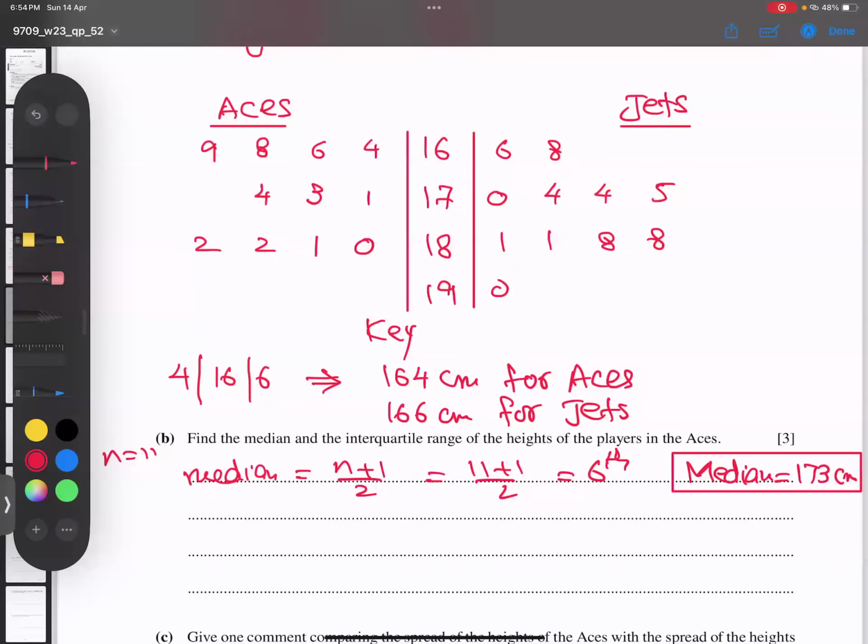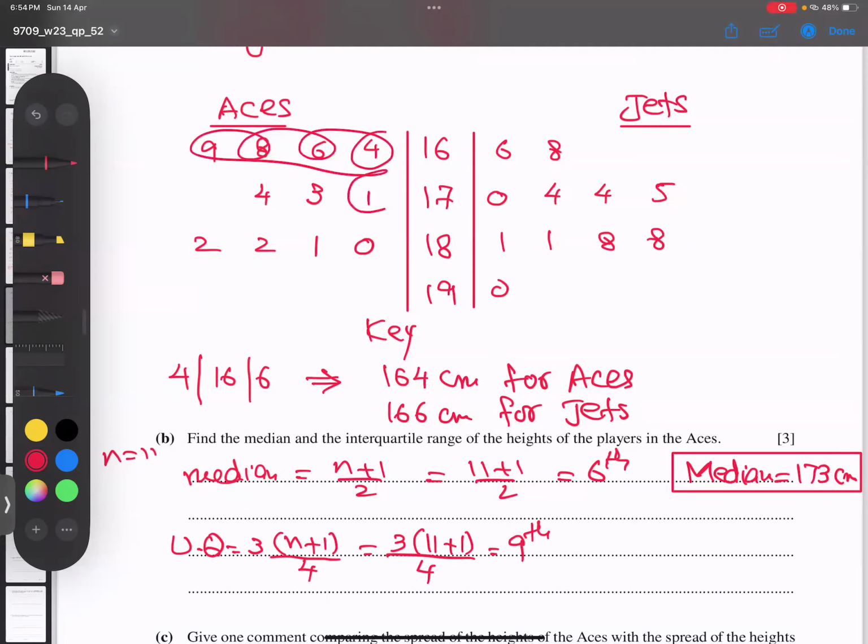Okay. Now you're asking for the interquartile range. How do you get the interquartile range, students? First of all, find the upper quartile. Upper quartile is the same (n plus 1) divided by 4, and 3 times. So 3 times (11 plus 1) divided by 4. So this is 3 times 12 over 4, which is 9. So term number 9. How to get it? 1, 2, 3, 4, 5, 6, 7, 8, 9. So 181 is the upper quartile.